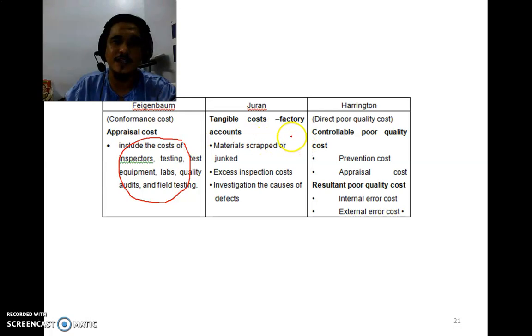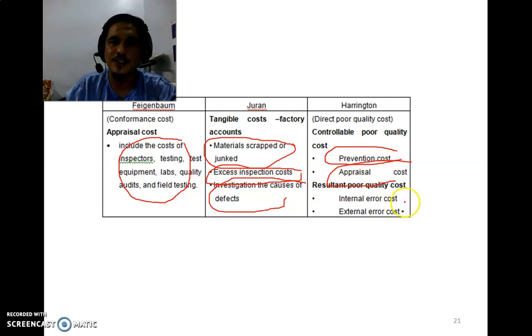Right, Juran studied the material scrap or junk, assessment cost, inspection cost, and investigation cost of the defect. Harrington studied the prevention costs and appraisal costs, which involve internal error and external error. So what we can see here is, if we are confident with our production system, actually we don't need the inspection process, but we still add the inspector, we still need the quality department. Why? To make sure the process is at minimum cost.